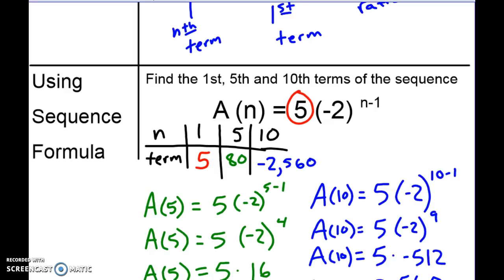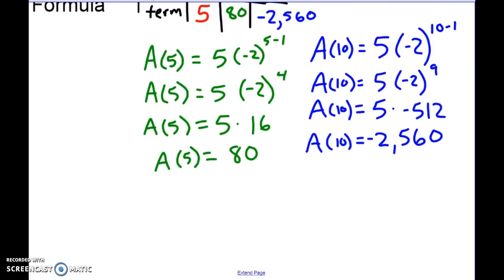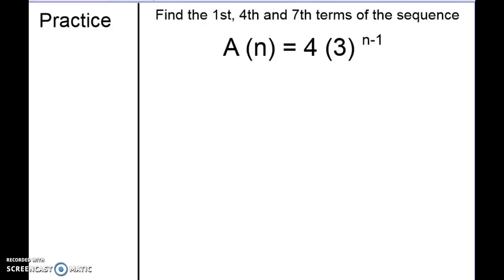So you have those three terms. You found the first, the fifth, and the 10th. The first was easy to find because it was right in our formula. This is one that I'd like you to try in class. Take that formula and find the first, the fourth, and the 7th terms of that sequence.